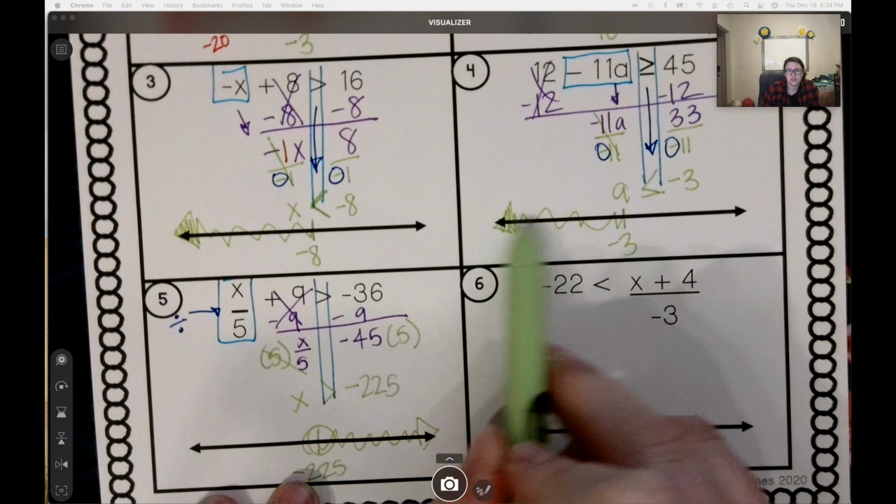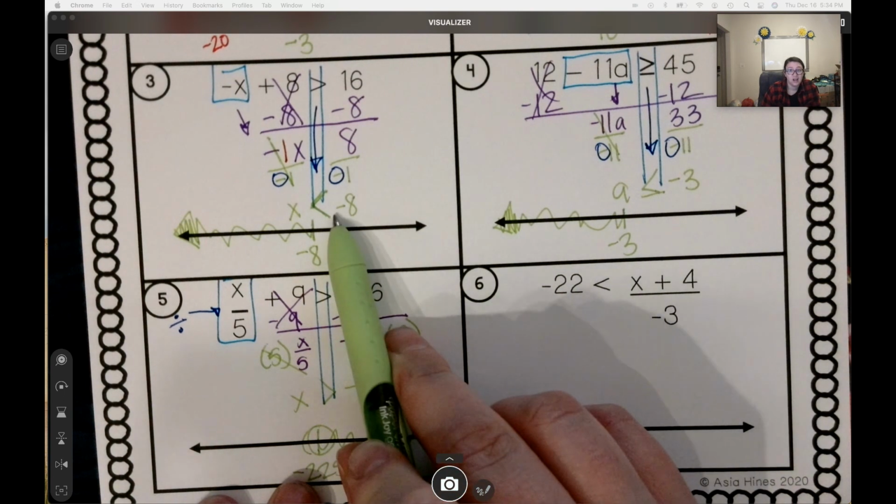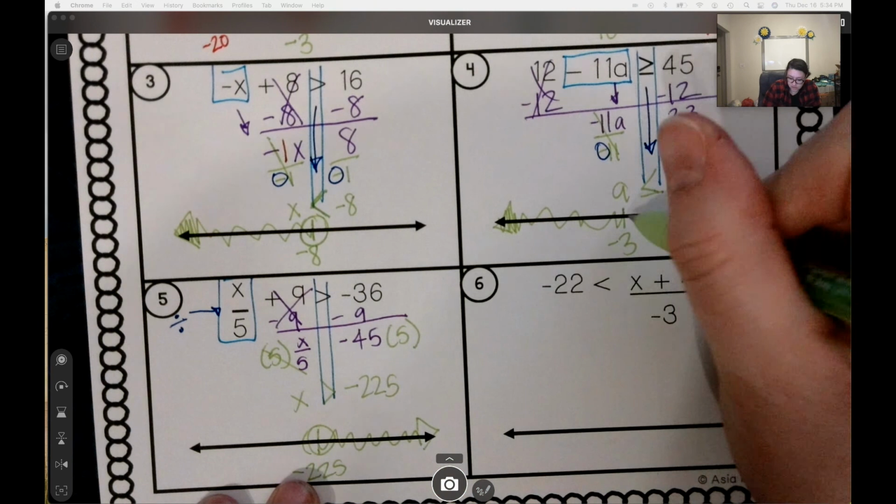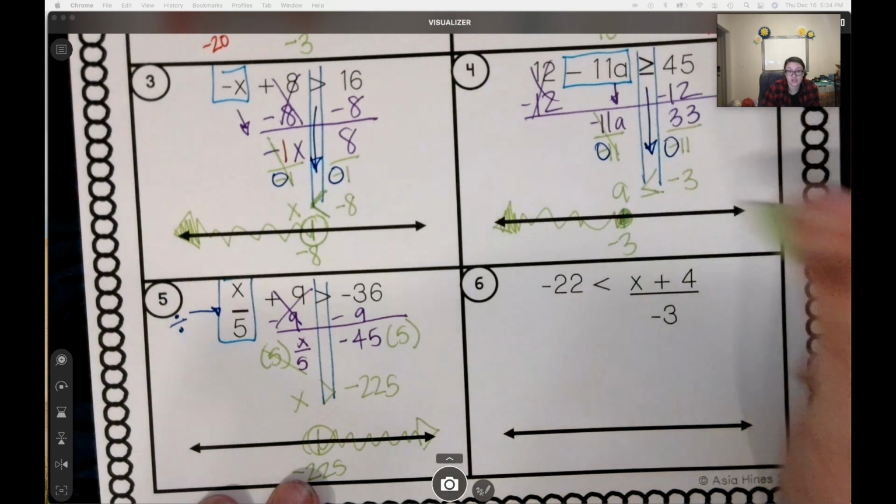I'm just now realizing up here we didn't do the circles. I just started shading. This circle should be open because there's no line underneath. This circle should be closed because there is a line underneath.